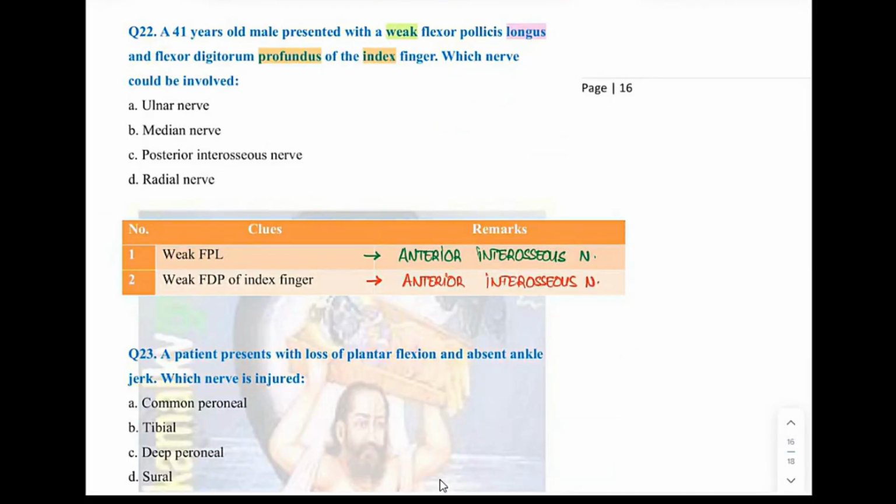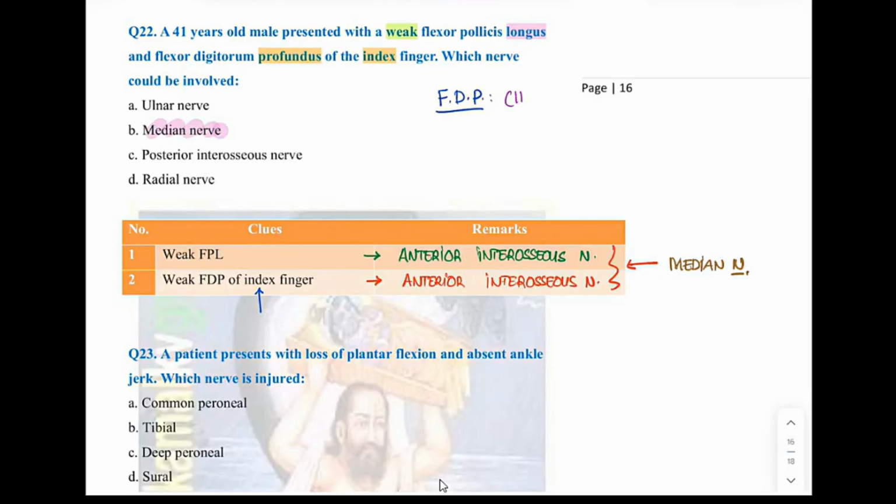Now this nerve is actually a division of median nerve. Okay, so this is a division of median nerve. So here we can go with the answer median nerve. Now remember, note down one thing, flexor digitorum profundus of index finger. Now why has it been written like this? Because flexor digitorum profundus is a hybrid muscle.